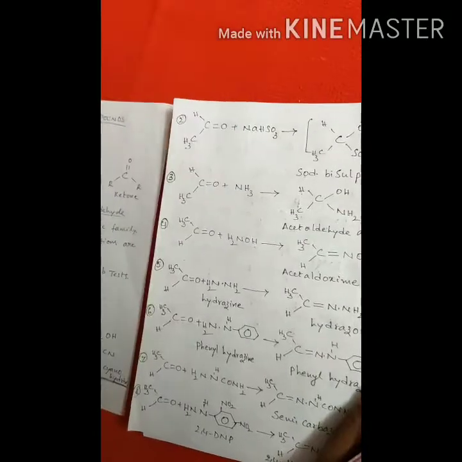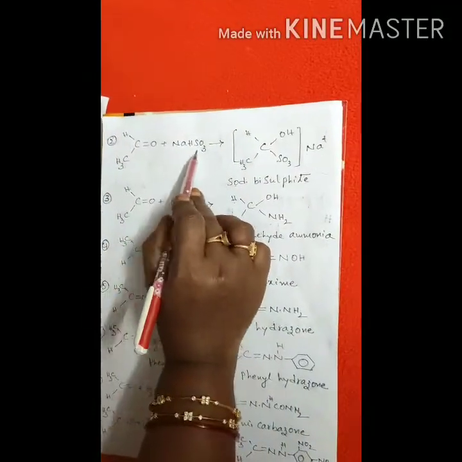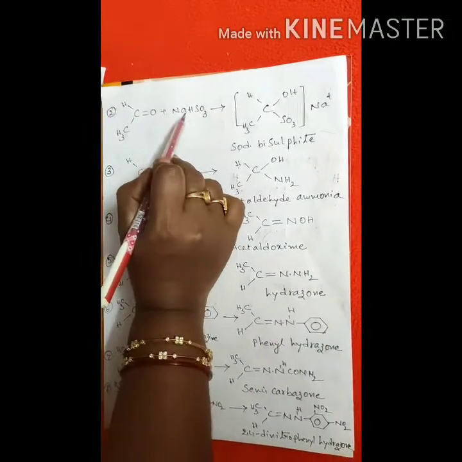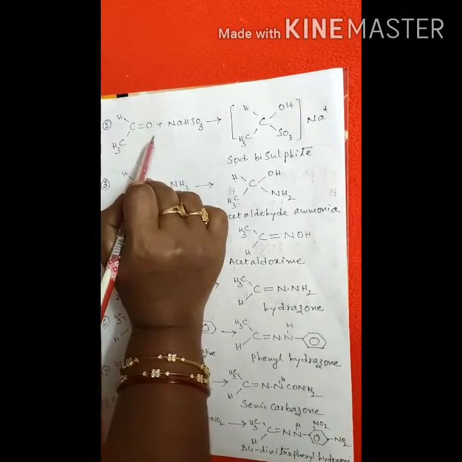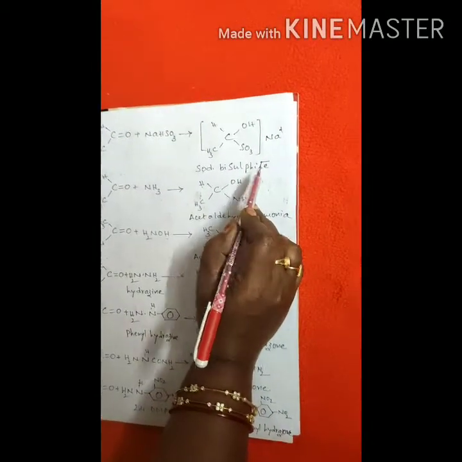And the next one is NaHSO3, sodium bisulfite. In this case also, the hydrogen goes to oxygen and SO3 and Na plus add. So the formed product is the sodium bisulfite compound.